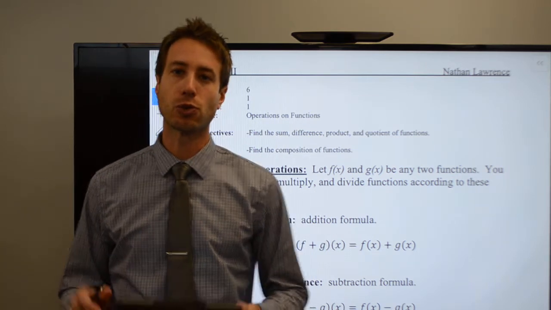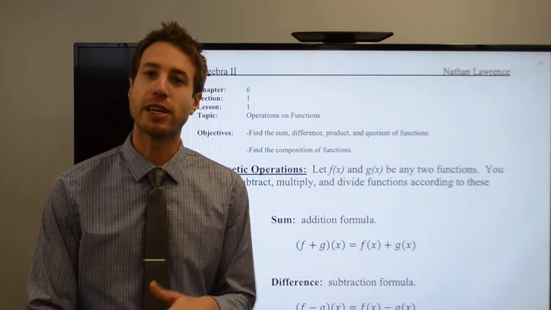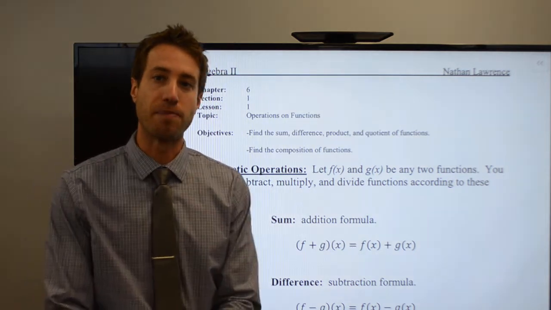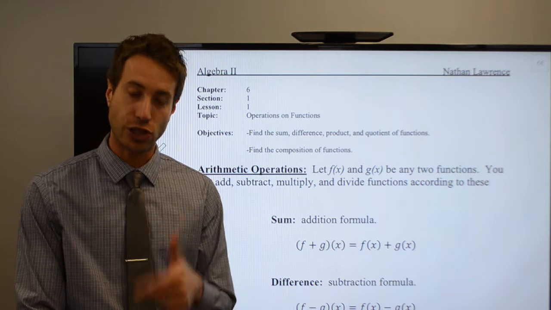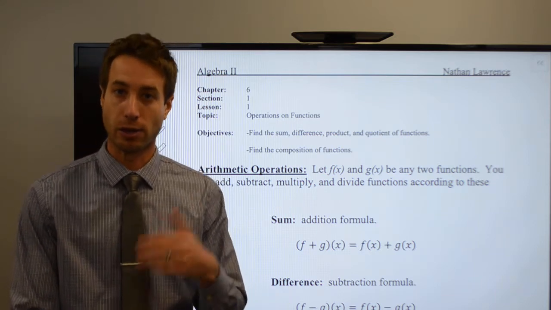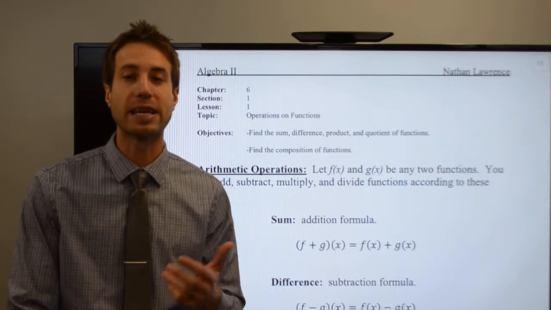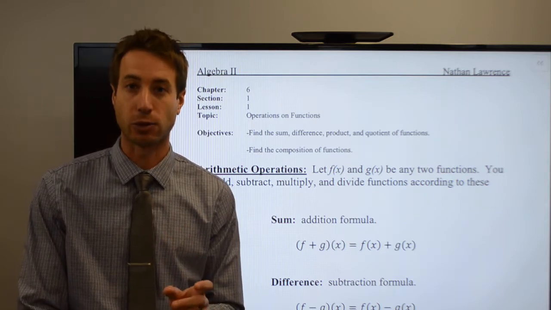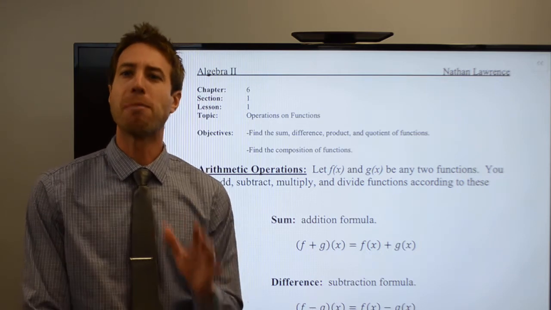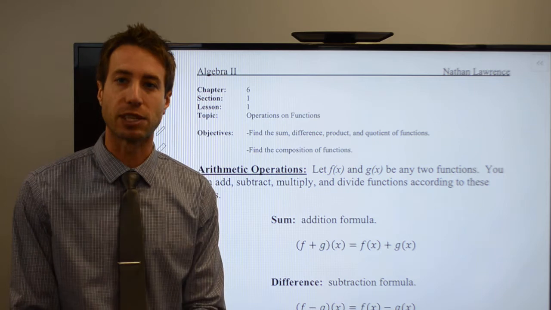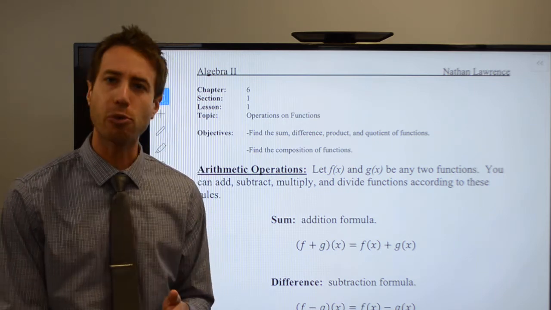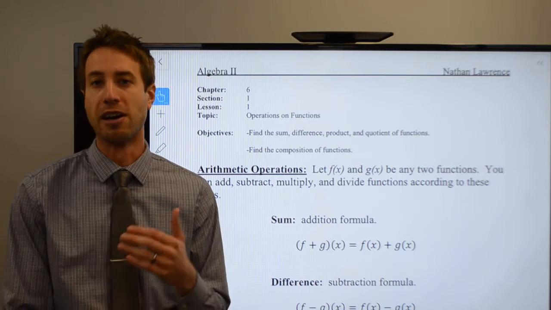What we're going to do here is start a section of videos that all deal with Chapter 6, Section 1. Our theme in Chapter 6 is going to be dealing with radicals. These are expressions that have a radical symbol in them, whether it be a square root, a third root, or a fourth root. But before we get to those kinds of expressions, the first thing we want to do is take a closer look at operations that we can perform on functions.